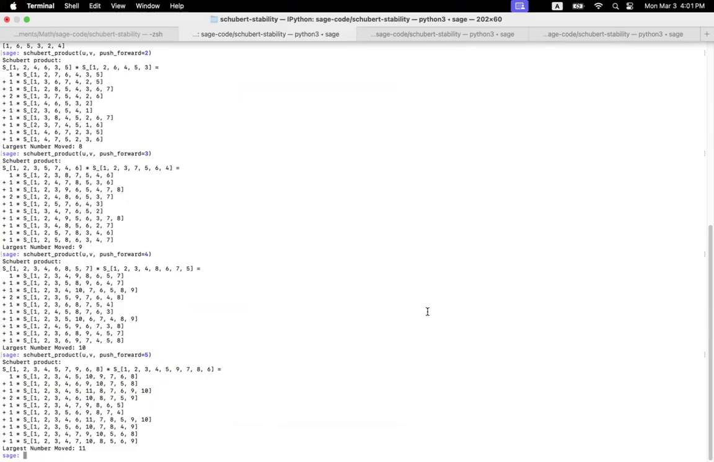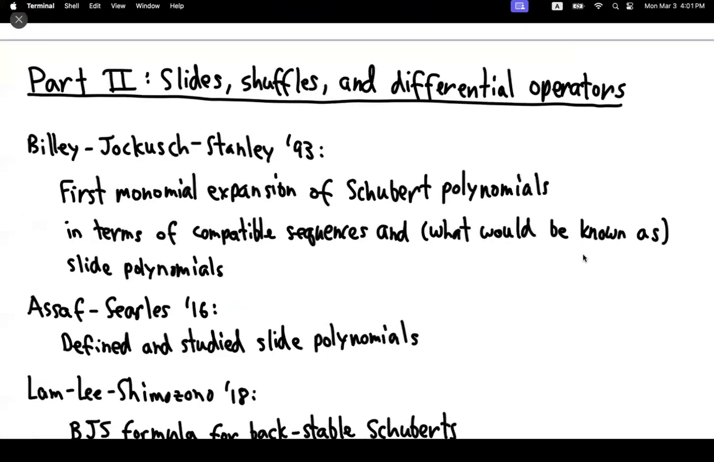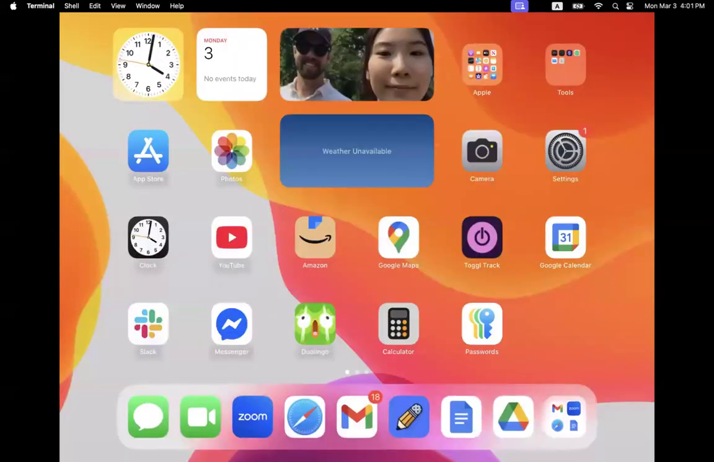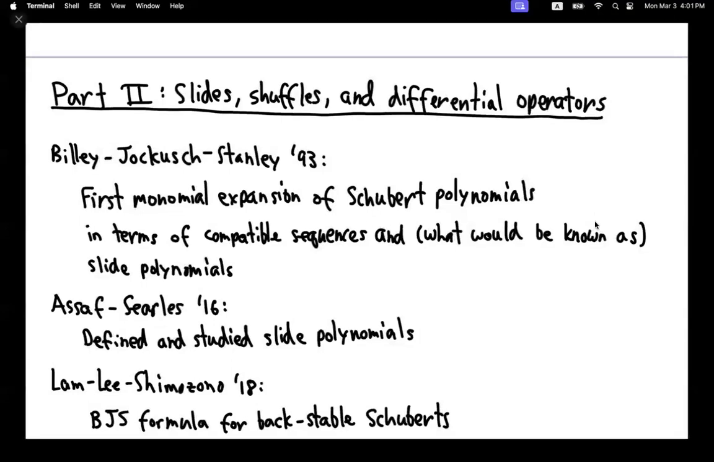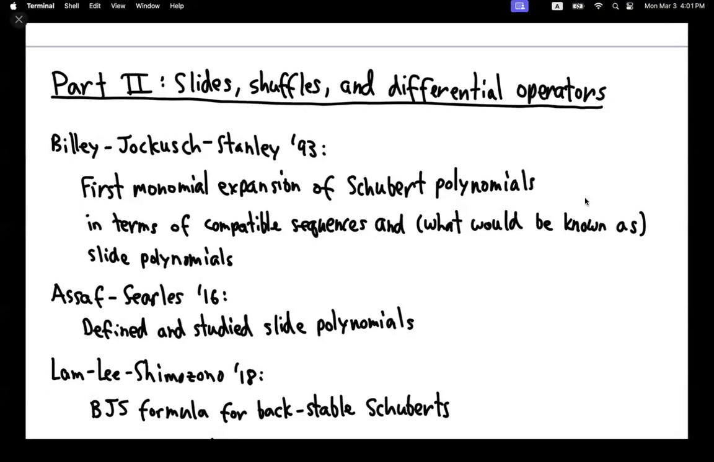Please go ahead. Okay, once again, I'm having trouble sharing. Is that visible now? Is that visible, the part two? Yes. Okay, great. Sorry about the technical issues.